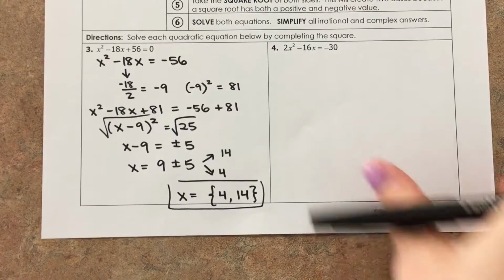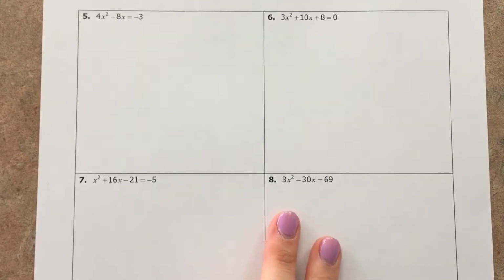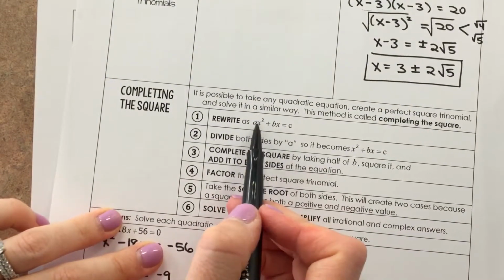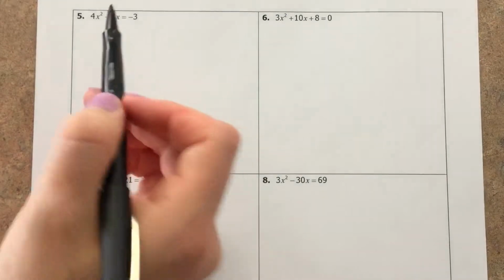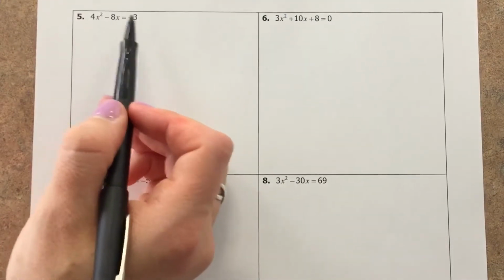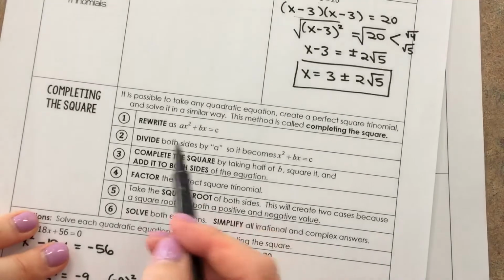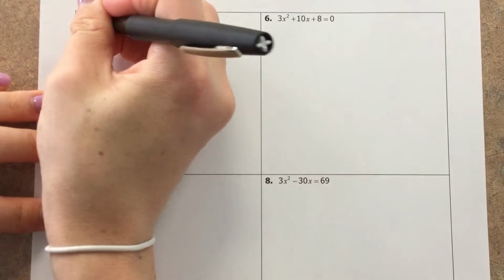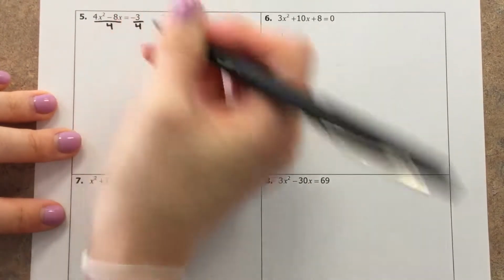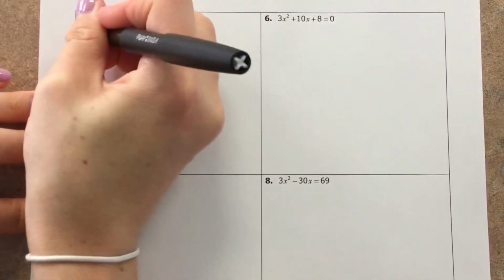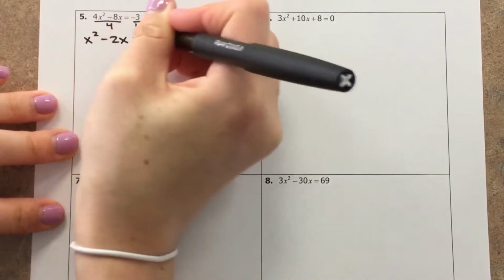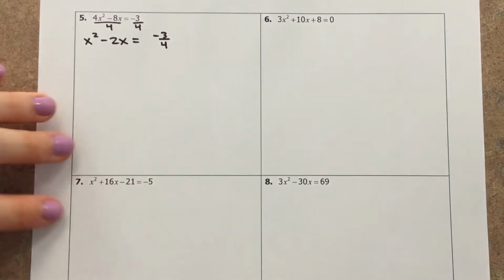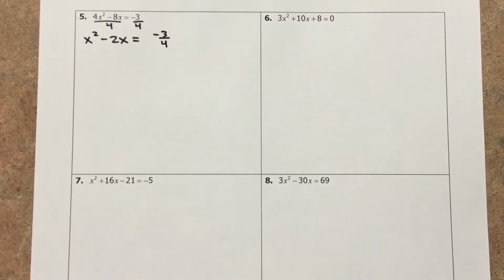All right, on the next page, we're going to look at number 5. I'm actually going to keep putting the step-by-step back on the screen just to remind you. So step number 1, rewrite in this form, x squared, x on the left, constant on the right. And if you look, it already is in that form. Step 2, divide both sides by a. I do actually have to do this here because a is a 4. So I am going to divide both sides by 4. On the left-hand side, I have x squared minus 2x. The right-hand side is just a negative 3/4, and I do have to just leave it like that. We're going to be working with some fractions here.